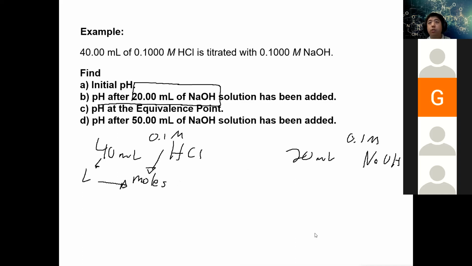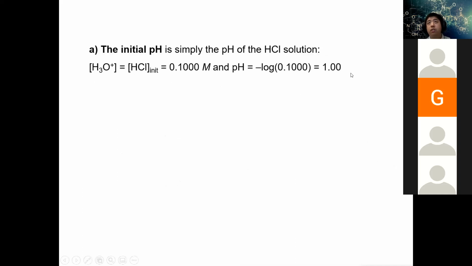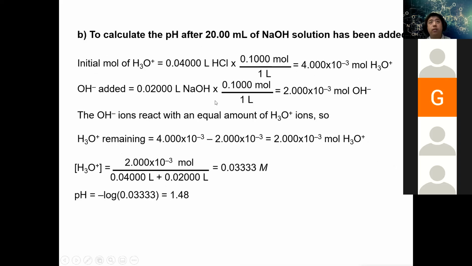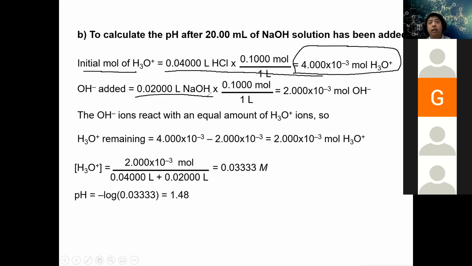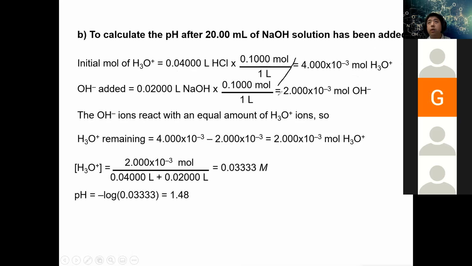All right, I will go ahead and just show you what we have on screen here, so it's a little bit easier. First one, initial, we did that already, so we don't have to worry about that. The second one, we go ahead and change everything into moles. So I should have 4.0 times 10 to the negative 3 moles of H3O plus. Because I have 20 milliliters of this, written as 0.02 liters, it becomes 2.0 times 10 to the negative 3 moles of OH minus. Any questions about getting to this part right here?